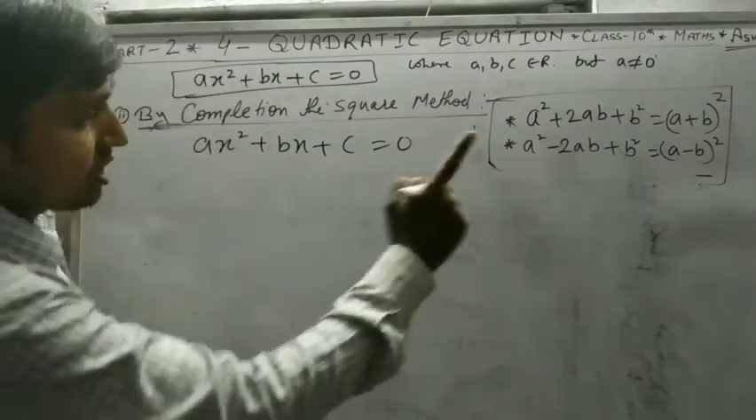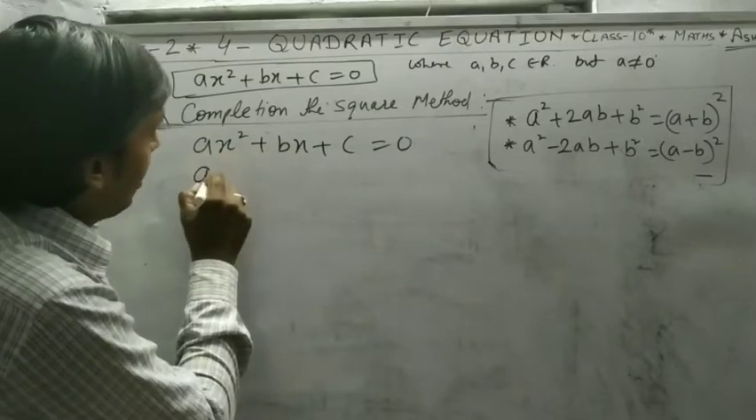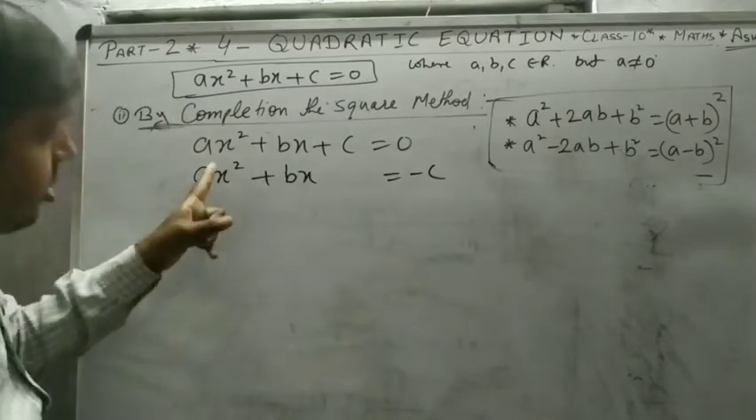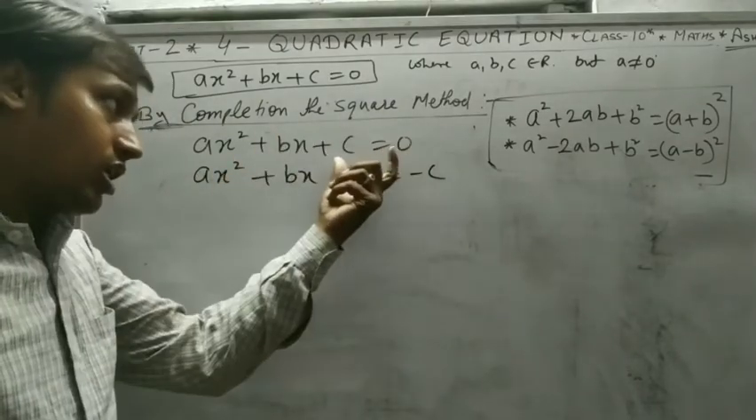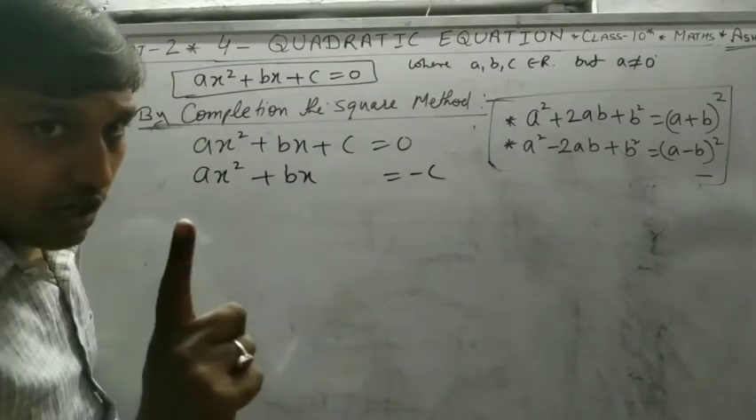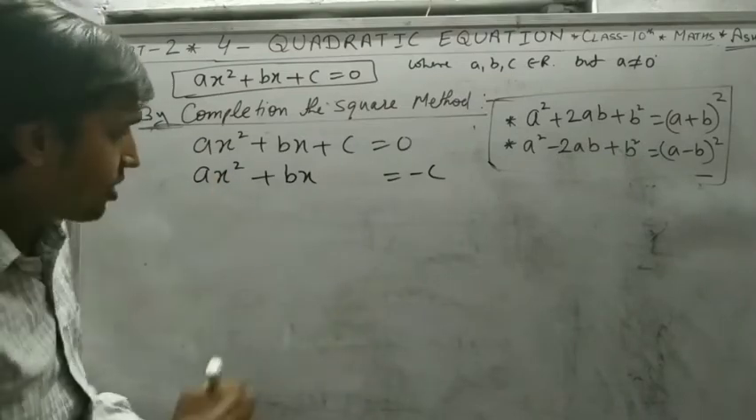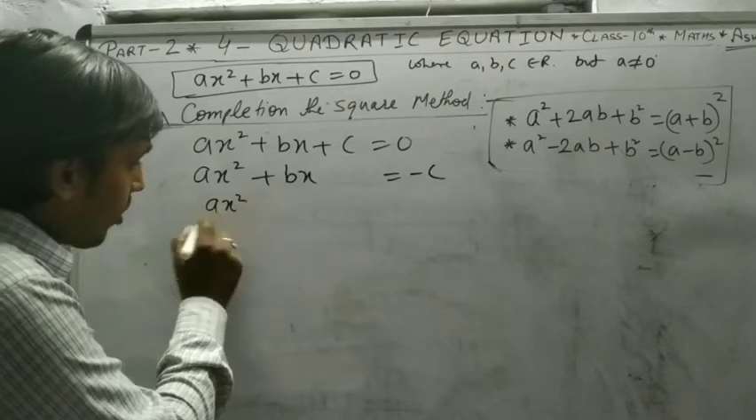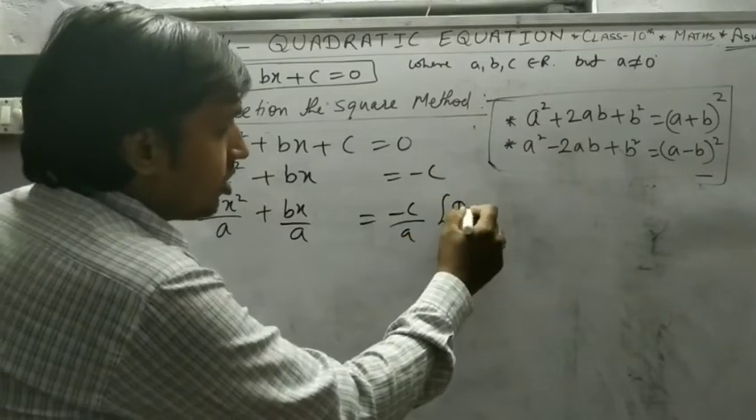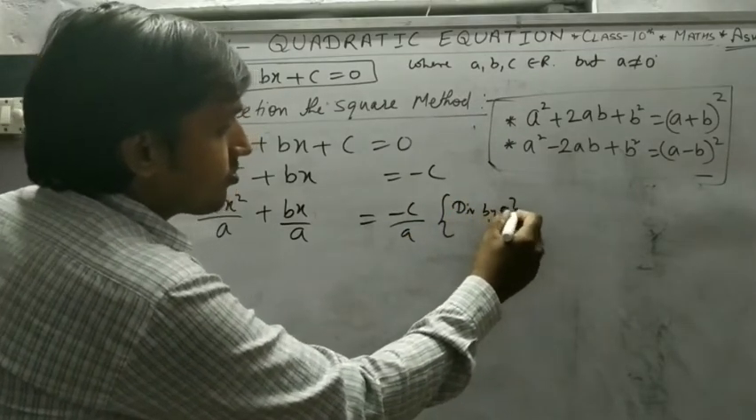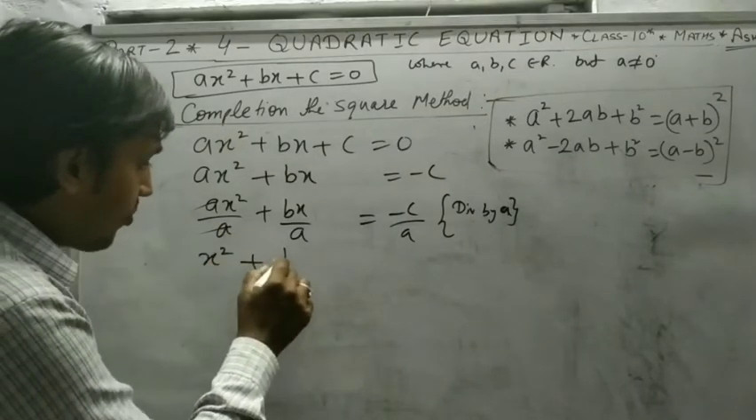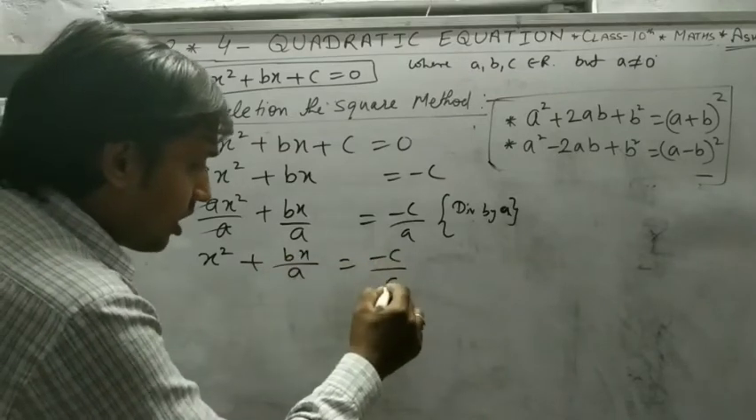So let's see. First step, what is this? Same. Separate the variable terms and the constant term. Here x, so these two are the variable terms. This c is the constant term, send it to the opposite side. Second step, divide by the coefficient of x square. Here a is the coefficient. So ax square by a, bx by a, minus c by a, divided by a. So a cancels out. x square plus bx by a equals minus c by a.